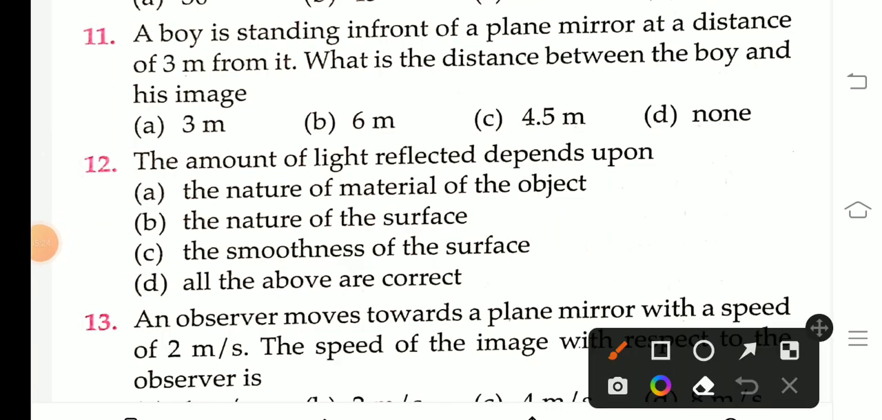A boy is standing in front of a plane mirror at a distance of 3 meters from it. What is the distance between the boy and his image? Right answer option B, 6 meters. Next, the amount of light reflected depends upon... Right answer option D, all the above are correct. Means A. The nature of material of the object. B. The nature of the surface. C. The smoothness of the surface.